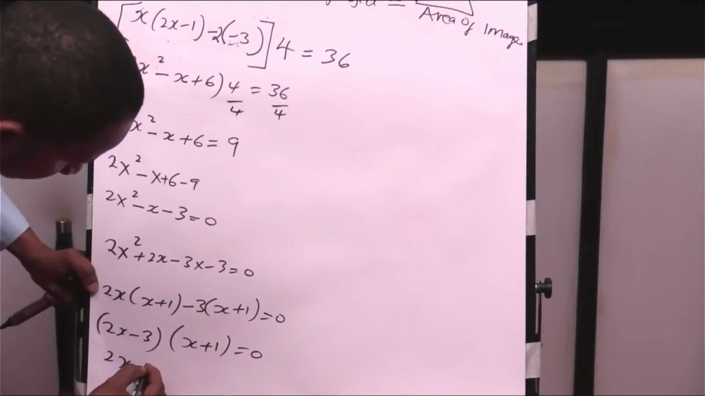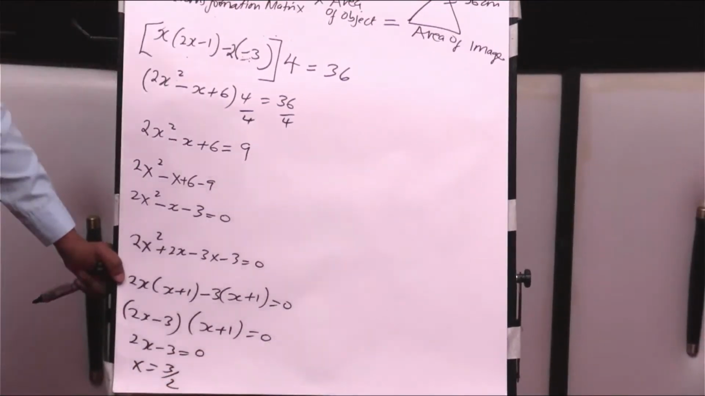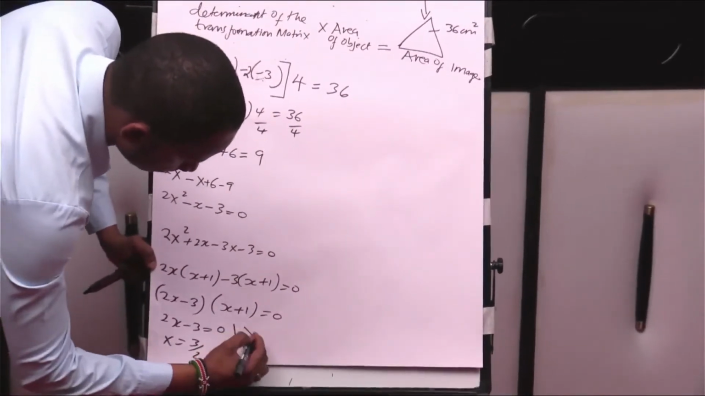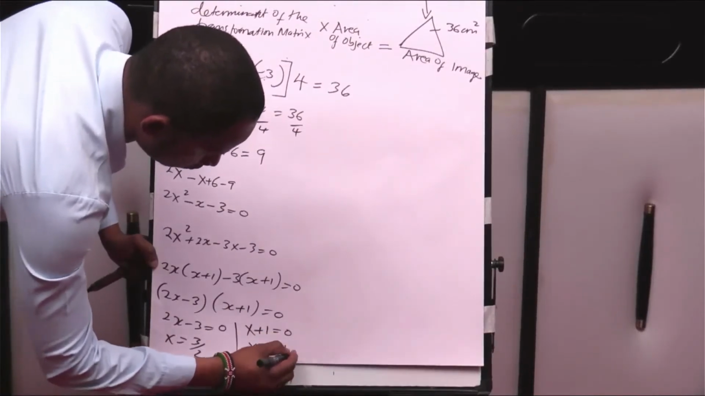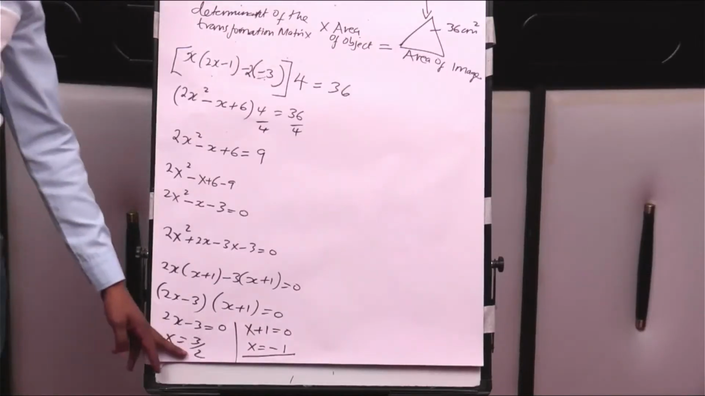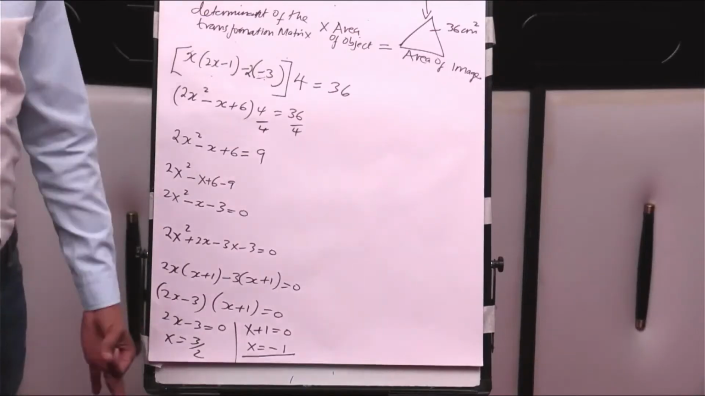Therefore, 2x minus 3 equals 0, so x equals 3 over 2. On this side, x plus 1 equals 0, so x equals minus 1. So we have two values of x, which are 3 over 2 and minus 1. Okay?